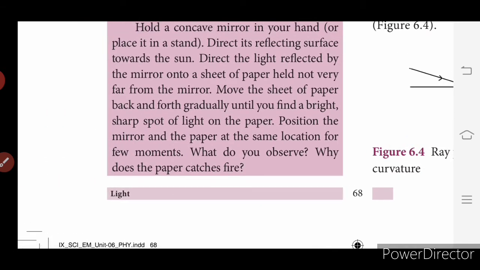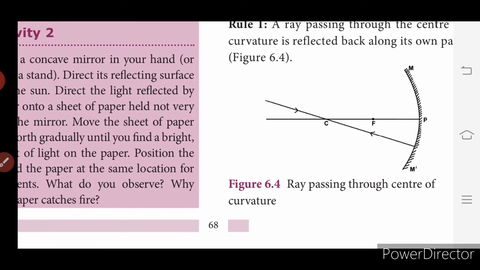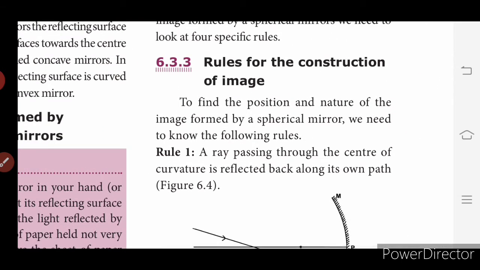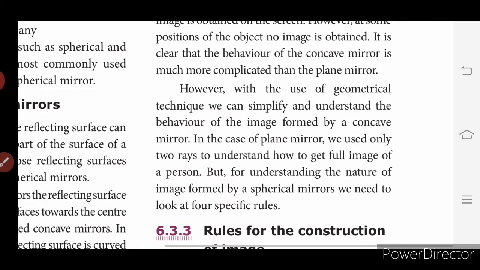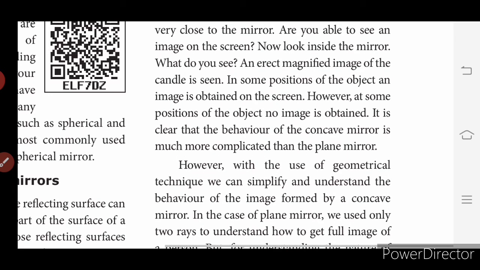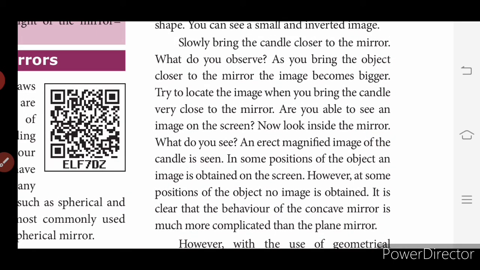We saw that the parallel rays of sunlight could be focused at a point using a concave mirror. Now let us place a lit candle and a white screen in front of the concave mirror. Adjust the position of the screen. Move the screen front and back. Note the size of the image and its shape. You can see a small and inverted image. Slowly bring the candle closer to the mirror. What do you observe?